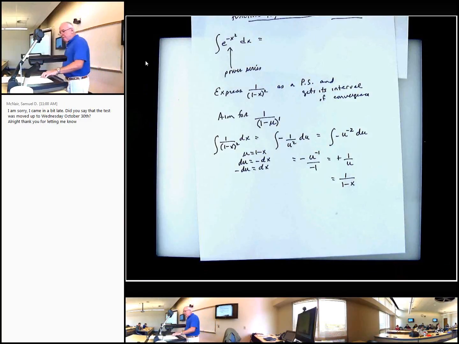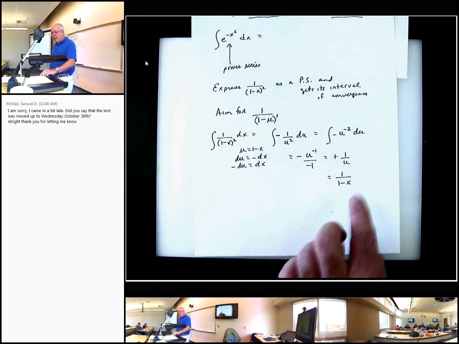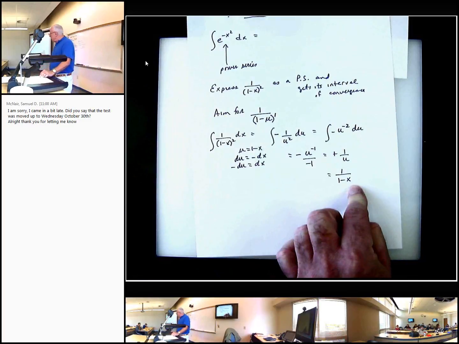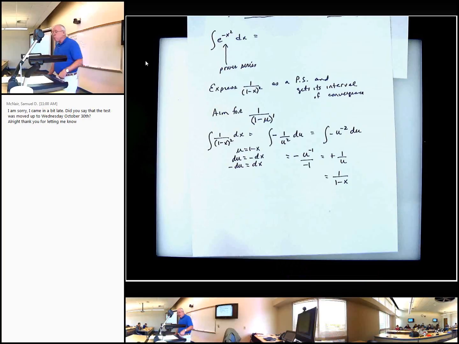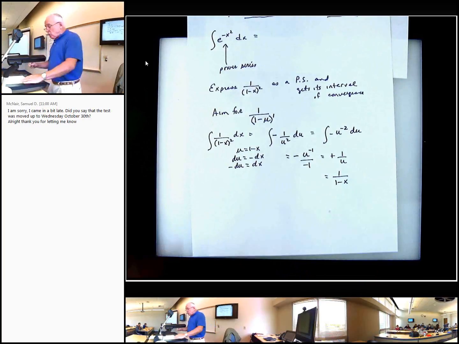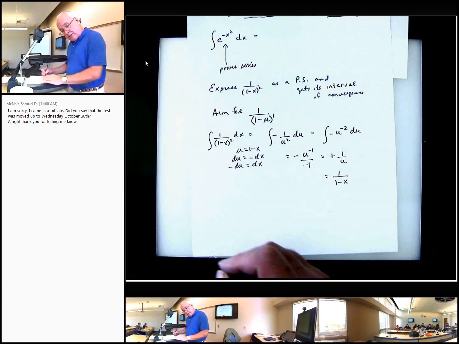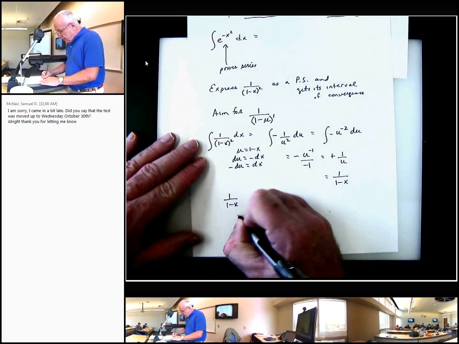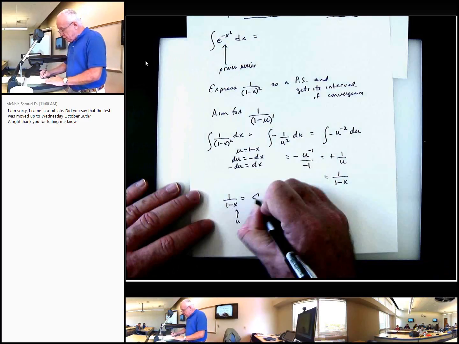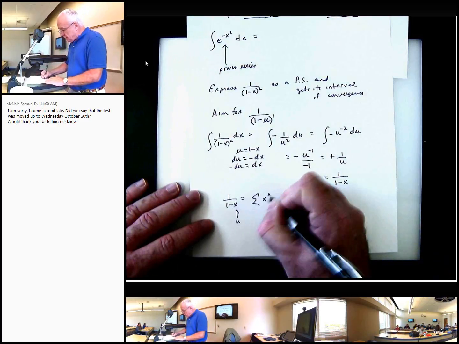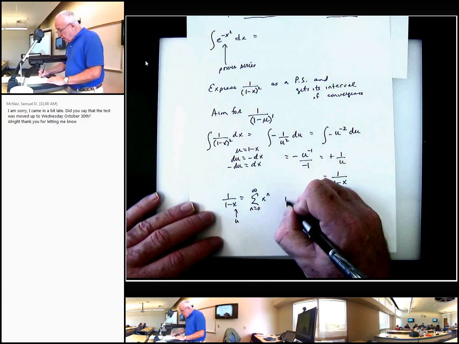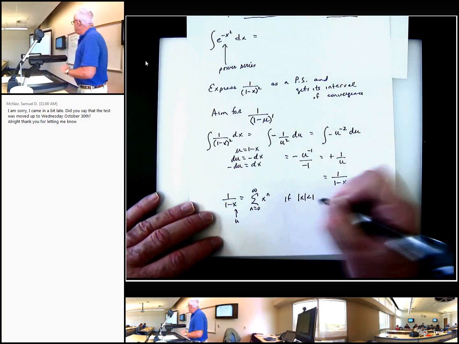So now I've got the antiderivative. Now I have something that I can use to get the power series representation. I have 1 over 1 minus x. That's almost handed to me on a plate there. So I can represent 1 over 1 minus x as the summation of x to the n power as n goes from 0 to infinity, as long as the absolute value of x is less than 1.